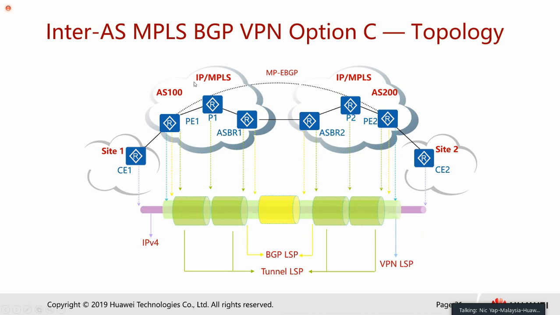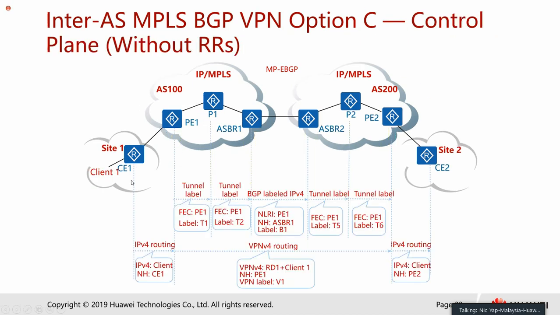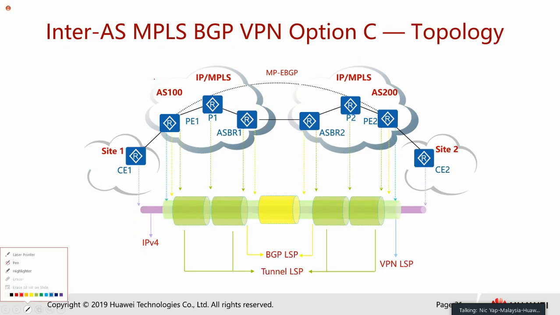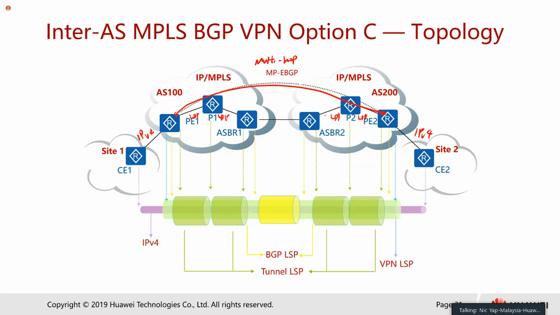Under the Inter-AS MPLS BGP VPN solution 2, option C, what we have over here is first on the CE1, let me just write down. Between these, they will have an IPv4 here, IPv4. It's still the same. From PE1 all the way to PE2, they're using the multi-hop MP eBGP. It's still remaining. Then the rest is just LDP, LDP, LDP, LDP, and in between the ASBRs, they're running the BGP LSP. Okay, up to this, is all right?